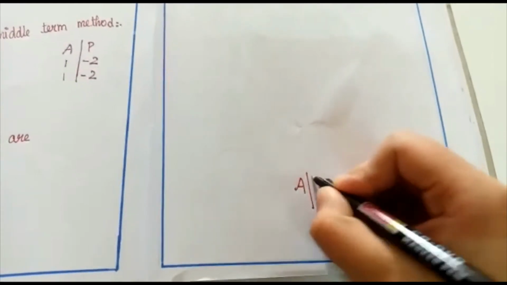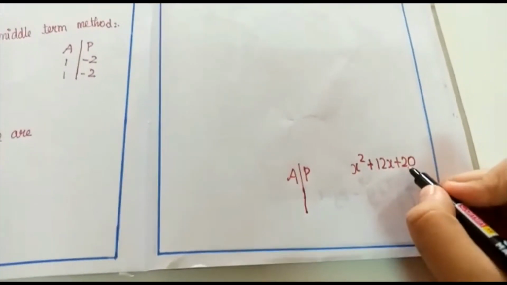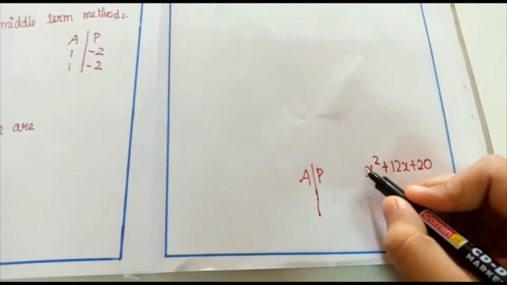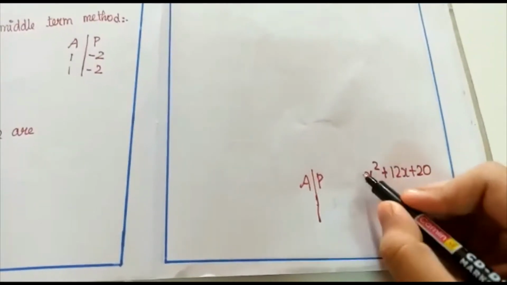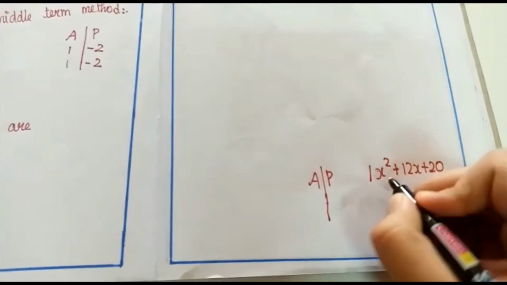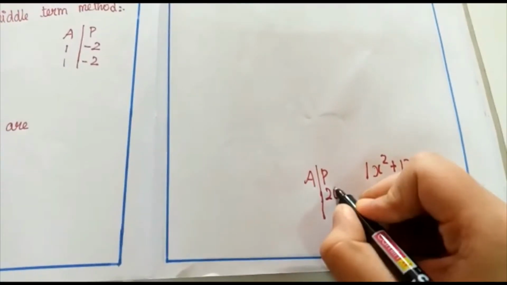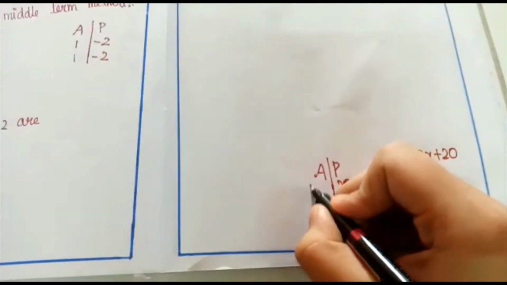For getting AP, we write A means addition, P means product. For getting the product, we have to multiply the constant term with the coefficient of the variable with power 2. The coefficient of x square is 1. 20 into 1 is 20. This is the product, and the middle term which we are going to split will be addition.